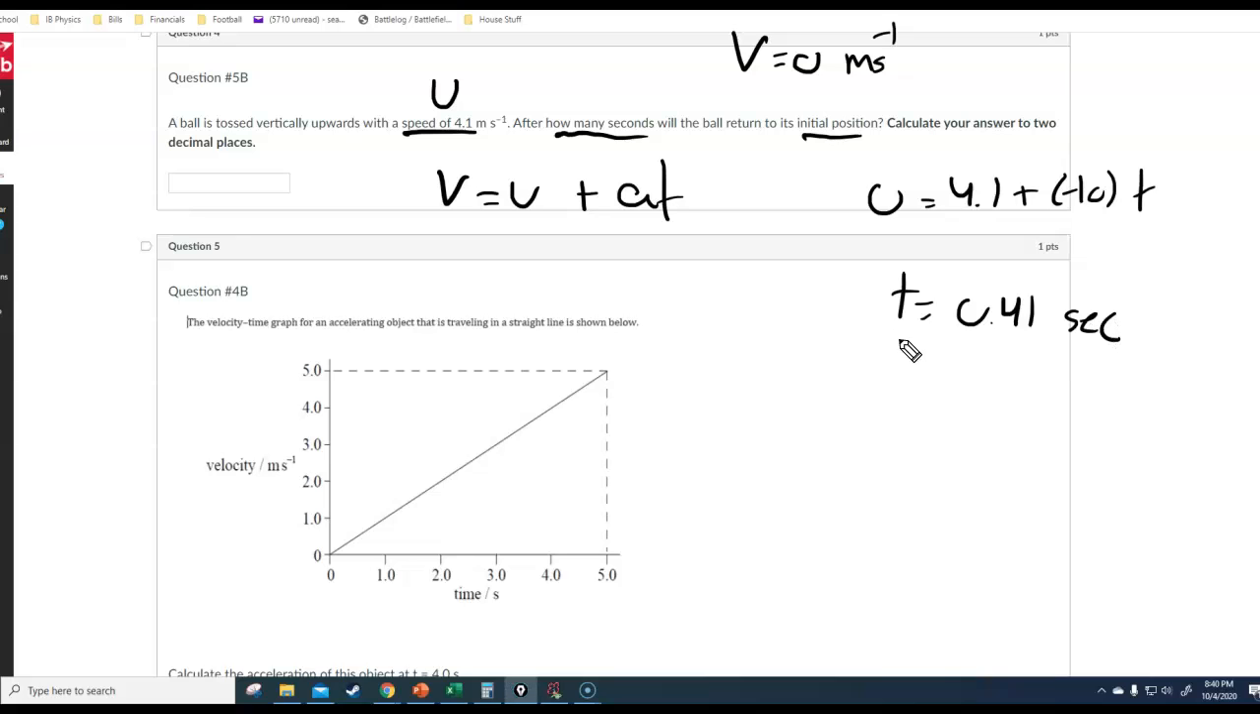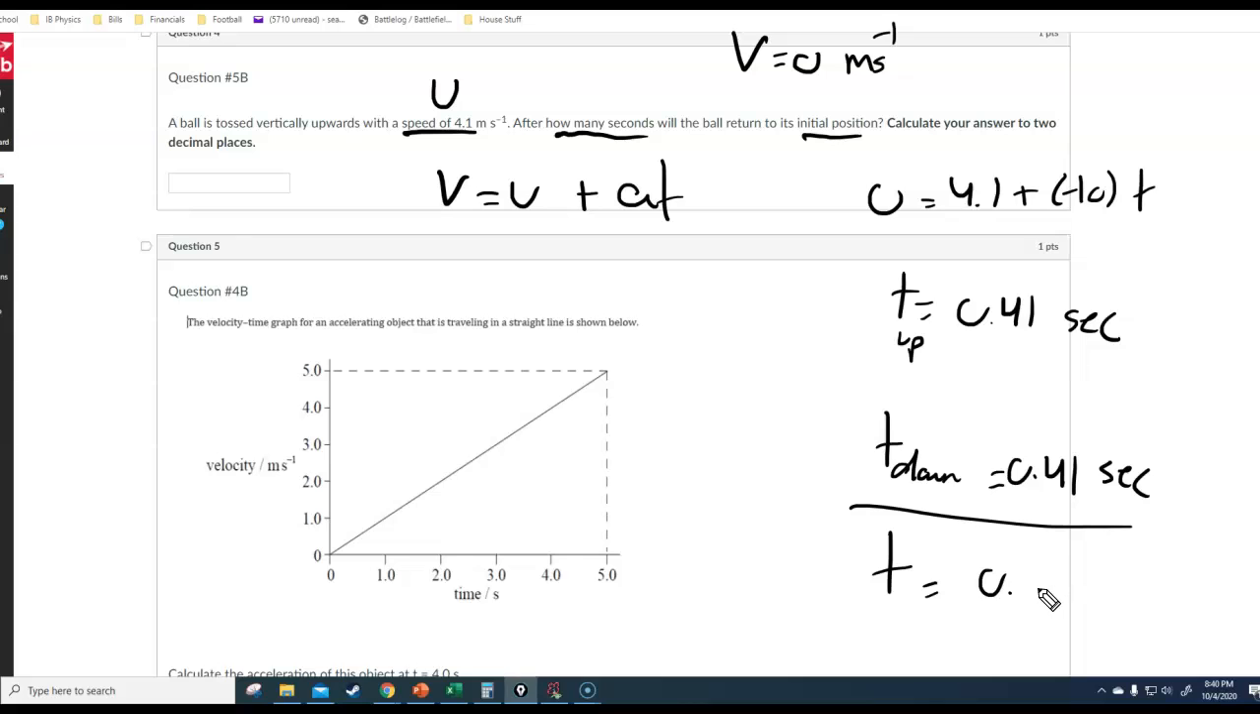But this is only the time up. The time to go from this initial velocity to 0 is only half of the trip. If it takes 0.41 seconds to go up, it also takes the same amount of time to go down, as long as the heights are the same. So the answer to the question should have been double that time, which is 0.82 seconds with these values.